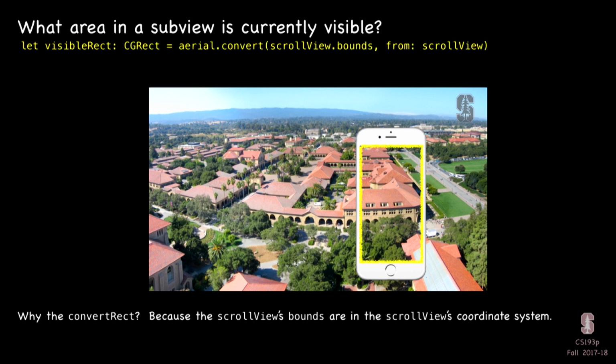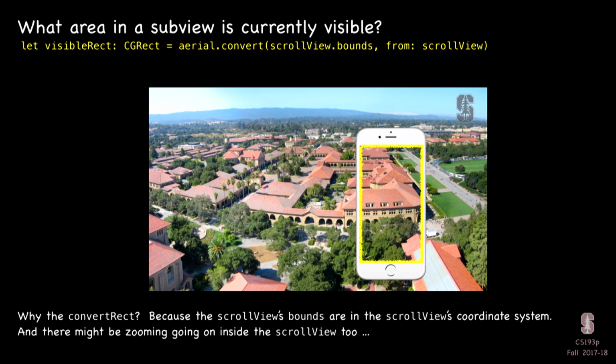And if you're zoomed, you're probably much more interested in what is the rectangle in the content area coordinate system that I'm looking at. Because maybe I'm zoomed way in on one of the windows there in the quad, and I want to know that window. Well, that's going to be a very small rectangle, that window, because I'm zoomed way in on it.